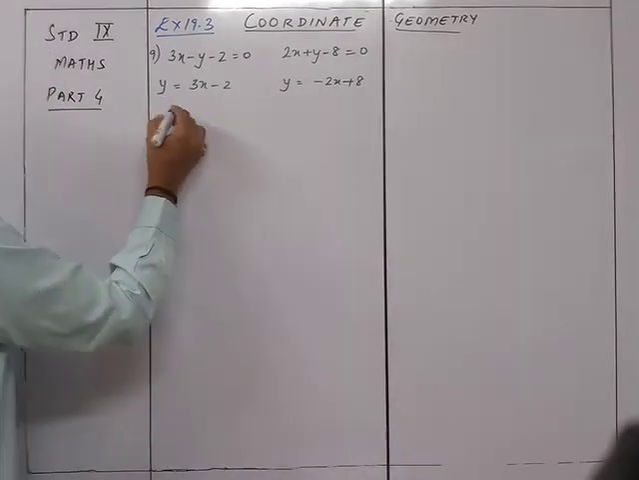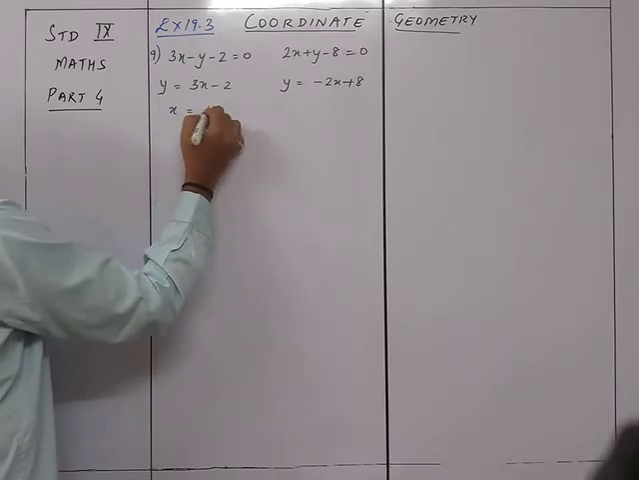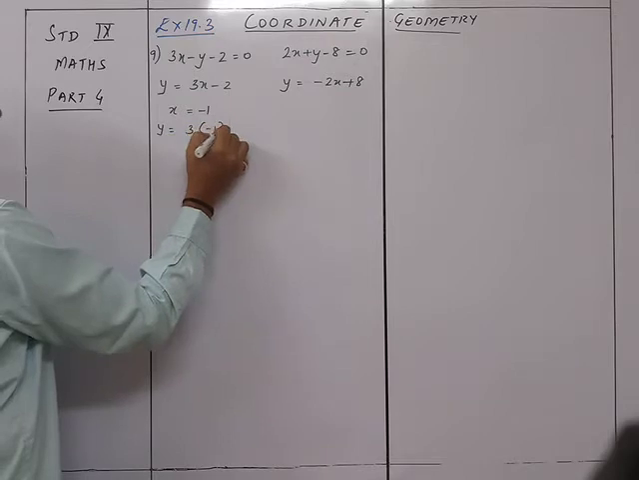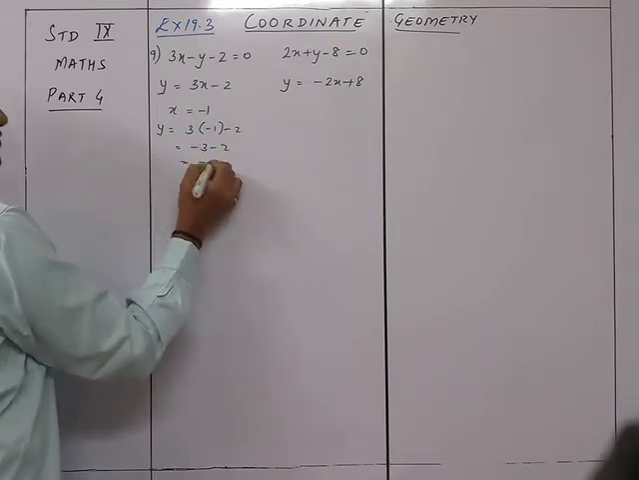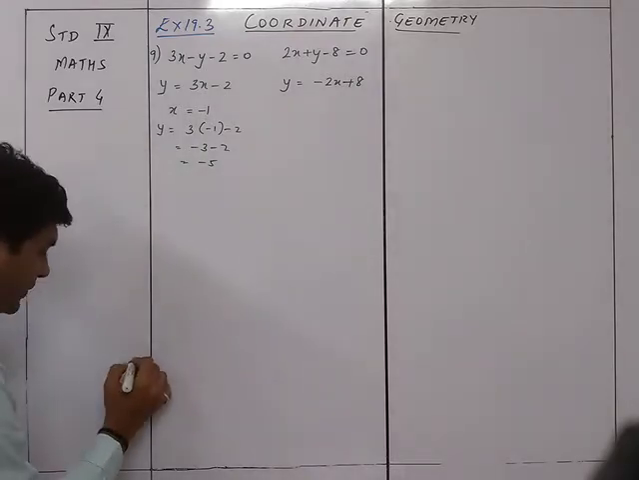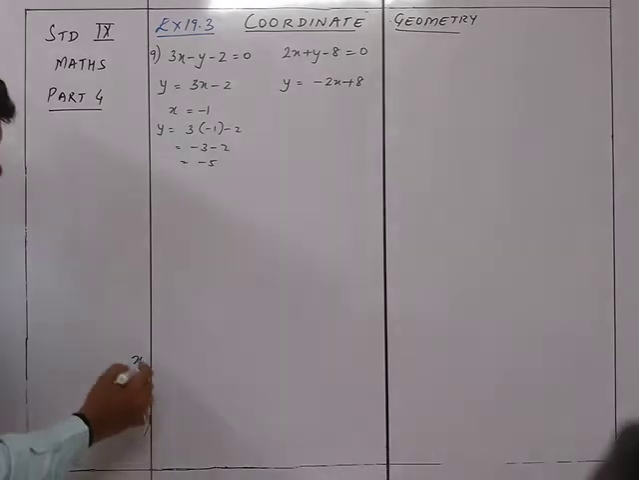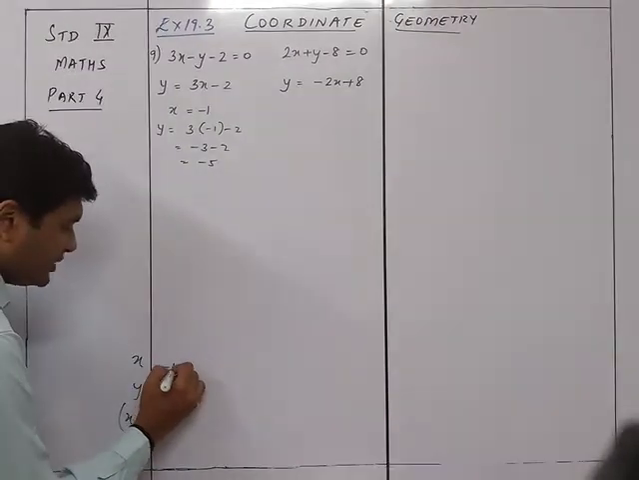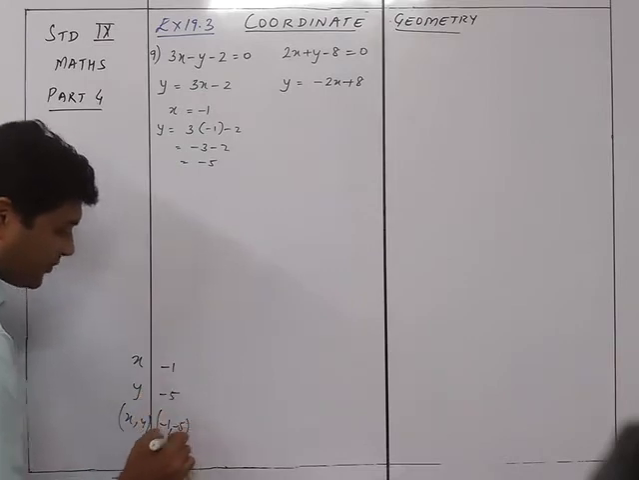We take the values of x one by one. So if we take the first one, x is equals to minus 1, so y is equals to 3 into minus 1 minus 2, is minus 3 minus 2, is equals to minus 5. So we have over here x, y and x comma y. We can always make a table at the bottom and keep it ready. So if it is minus 1, it will be minus 5. So it is minus 1 comma minus 5.